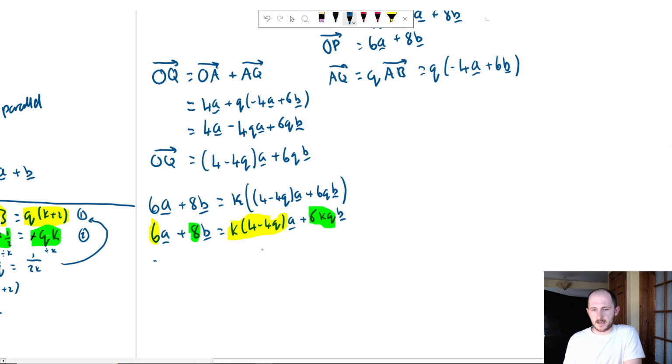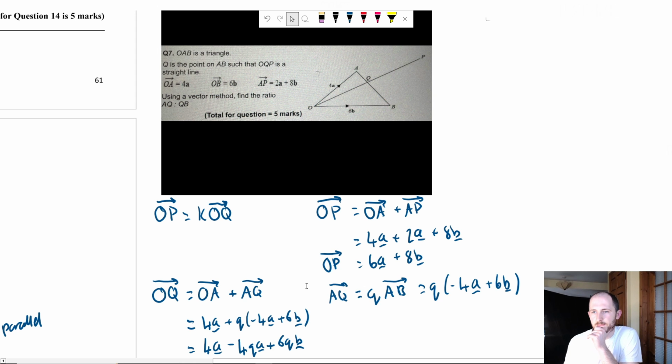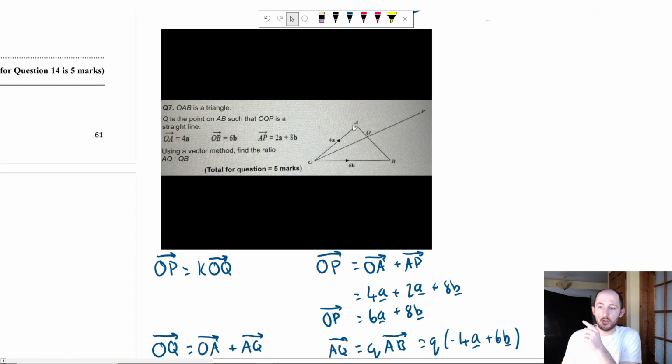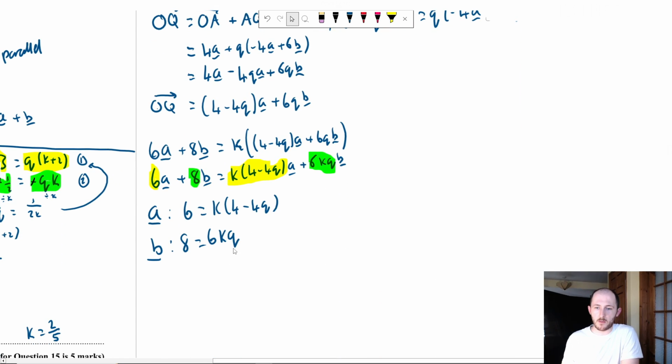Okay, so if I compare A, we have 6 equals K, 4 minus 4Q, and for B, okay, so what am I actually trying to work out? In this case, I'm working out what Q is, because Q is going to give me the ratio from A to Q and Q to B. That's what I need. So I'm going to eliminate K.